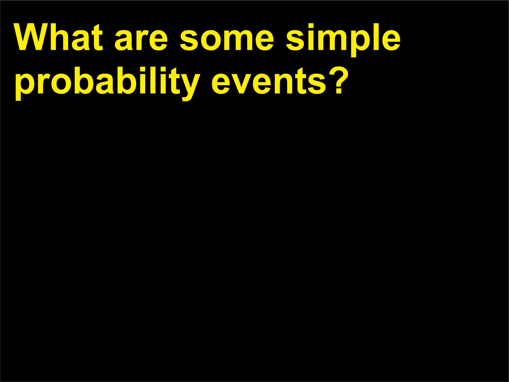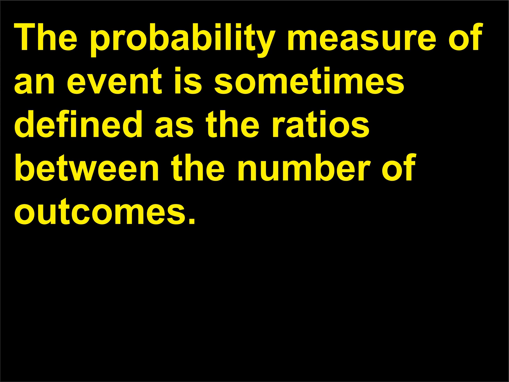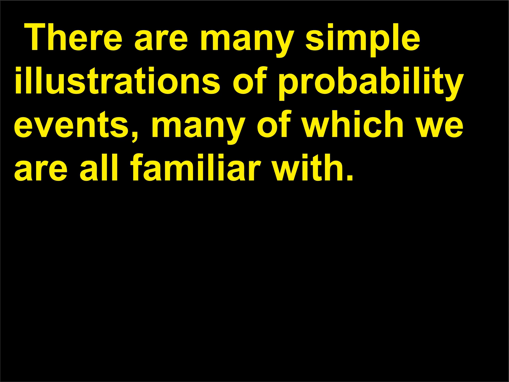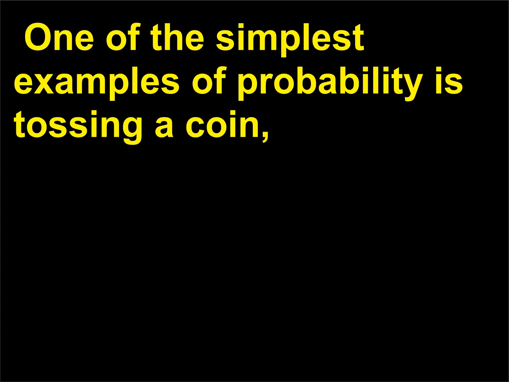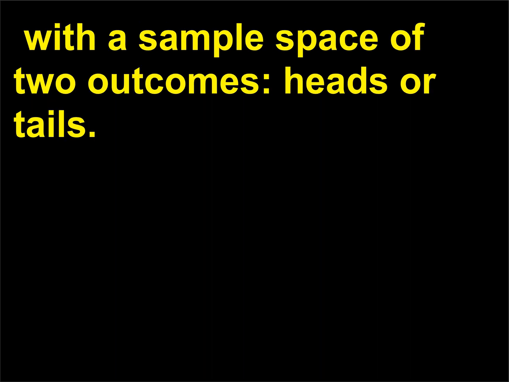What are some simple probability events? The probability measure of an event is sometimes defined as the ratio between the number of outcomes. There are many simple illustrations of probability events, many of which we are all familiar with. One of the simplest examples of probability is tossing a coin, with a sample space of 2 outcomes, heads or tails.